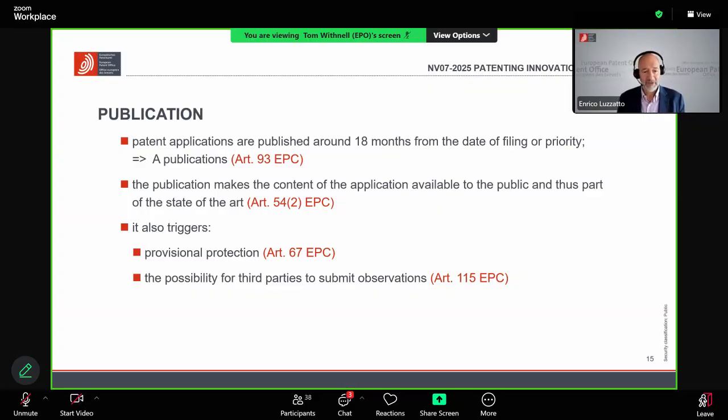And it also triggers an important step for third parties to provide observations. Once the patent application goes public, anyone can send information to the EPO saying, oh, I have some information you didn't appear to find in the search report. The name is not completely correct. Third parties are not party to the proceedings. They submit observations, but the EPO always takes this information into account. Next one, please, Tom.